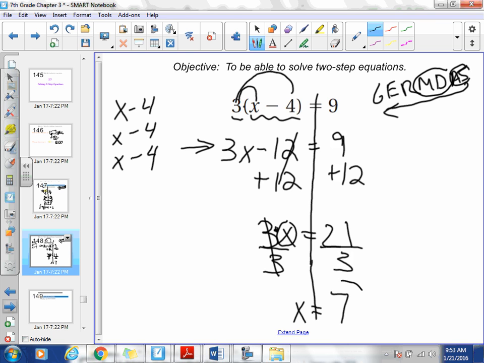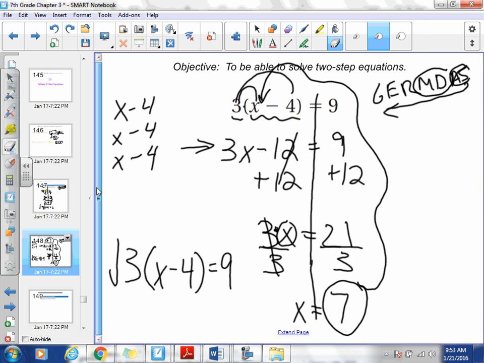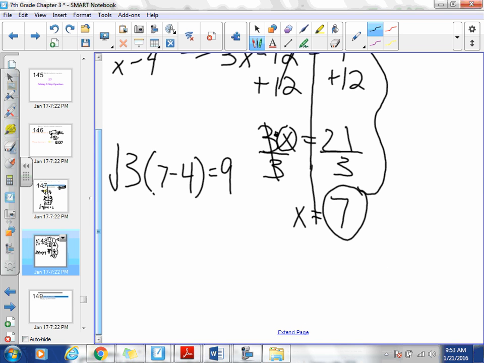Final step you need to do is check your answer. So we are going to take 7 and plug it back into our original equation for x. So I'm rewriting my original equation, which was 3 times x minus 4 equals 9. Instead of writing x, I'm going to write what I think x is, which is 7. And I'm going to check to make sure that really works.